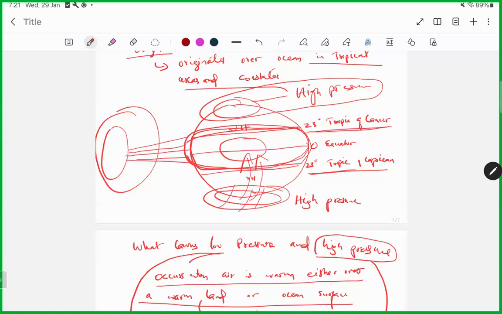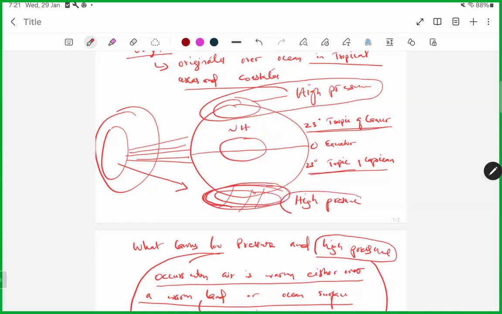I have just explained. Can you tell me why there is high pressure in the temperate areas and in the polar region? Because the air is cold. The first reason is that it receives less insolation, which is the radiation, which makes the area cold. Which means the air is cold. Hence, the high pressure is formed.